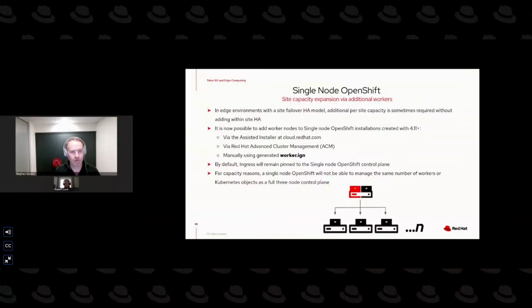You can do that with clusters created from 4.11 onwards using either the cloud.redhat.com assisted installer experience, ACM, or manually by generating the worker.ignition file and using that. By default, the ingress in that case will remain on that single node OpenShift control plane. And obviously that single node OpenShift remains a single point of failure for that site. So it is very important to consider that in terms of how you want to manage HA. As you scale that up and keep adding workers, obviously a single node control plane is not going to be able to handle as many workers as a full 3-node control plane. So that's another thing to factor into such deployments.